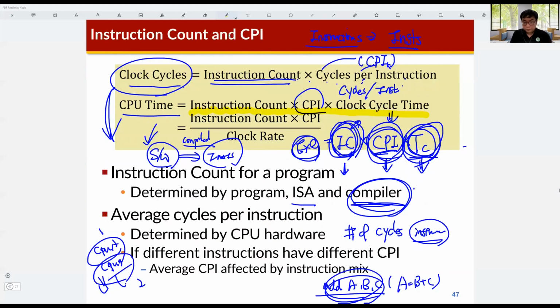CPU time is, so you need to remember this equation. So this is a very important equation. So instruction count multiplied by CPI and then clock cycle time, okay?